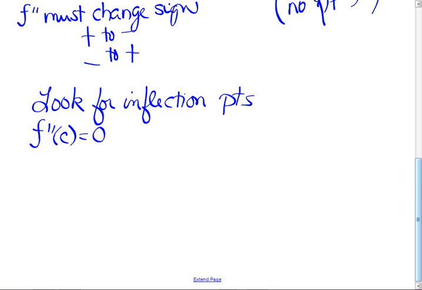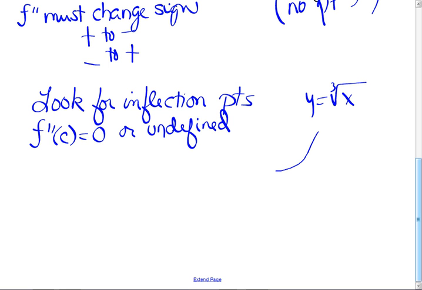0 or undefined. Now, I've seen students on the exam say, well, the second derivative is undefined, therefore I can't have an inflection point. That's not true at all. So be careful. An example of that would be y equals the cube root of x, because it looks like this, and then it looks like that. At that particular instant, I have a vertical tangent at 0. So f double prime is undefined.